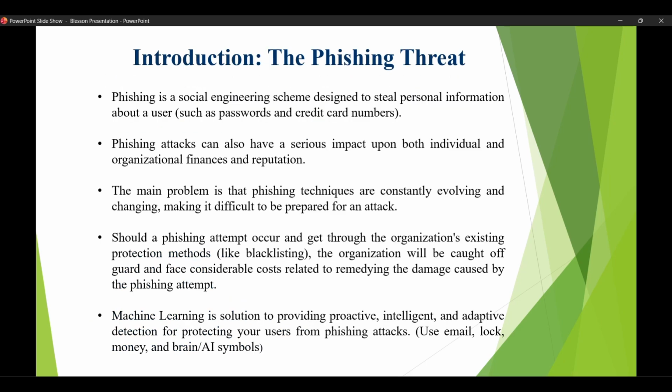And coming to the introduction section, phishing is a social engineering scheme designed to steal personal information about a user without their permission. Phishing continues to be one of the most common and damaging cyber threats. Attackers constantly evolve their techniques to trick users into revealing sensitive information. Traditional defenses like blacklists often fail because phishing websites appear and disappear very quickly. This creates a need for proactive and intelligent detection methods, and this is where machine learning becomes a powerful tool.